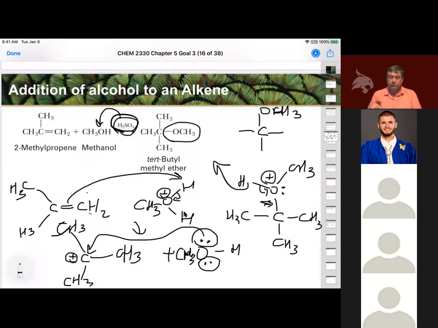The steps are exactly the same as with hydration, except we're forming it with a carbon-oxygen bond already on the system. We can form alcohols with this, using just water, but we form ethers when we use alcohols.